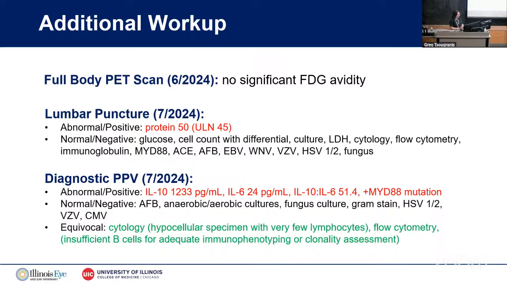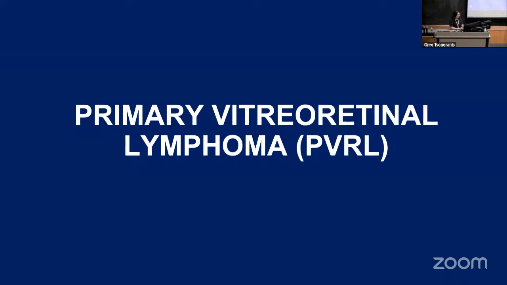The specimen was hypocellular, so they weren't able to run cytology or flow cytometry on it. But it was notable for an elevated IL-10 and IL-6 with an IL-10 to IL-6 ratio of 51, and it was positive for the MYD88 mutation, consistent with a primary vitreoretinal lymphoma.